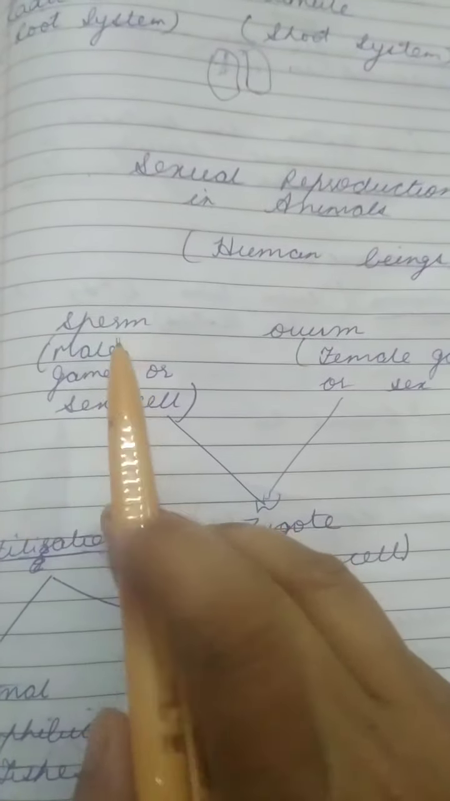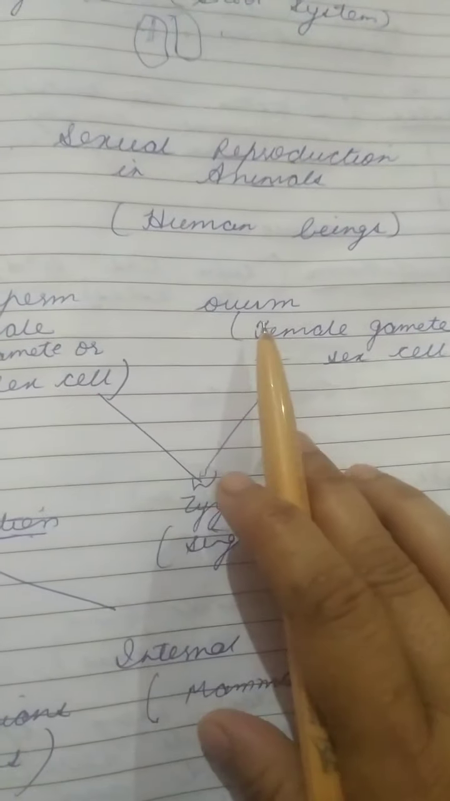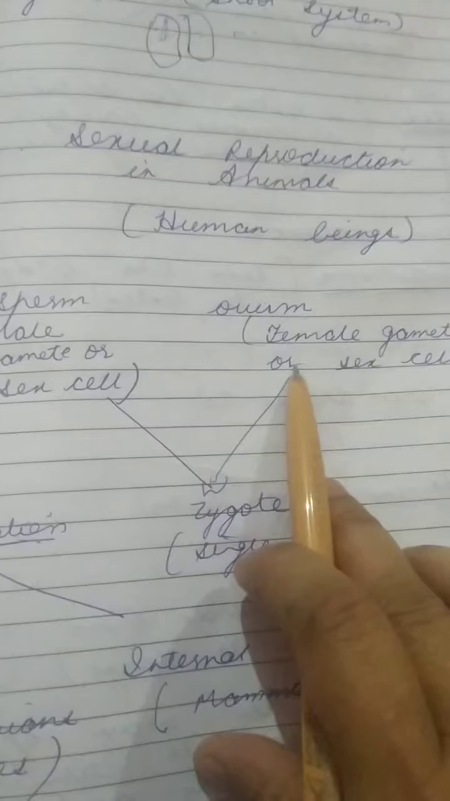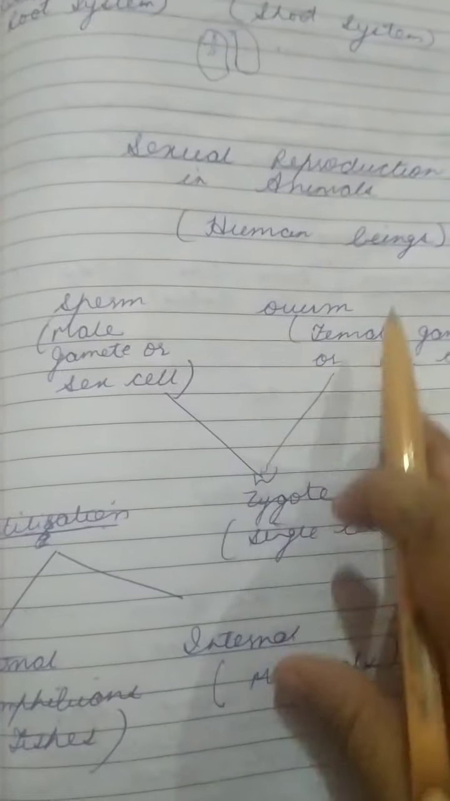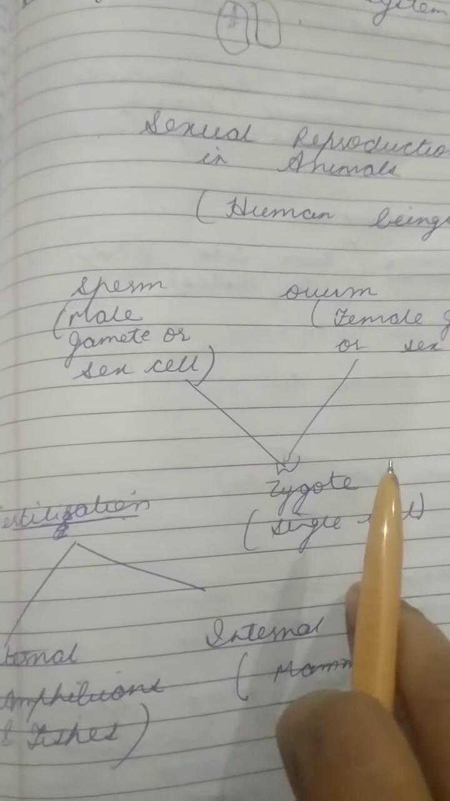Sperms, the male gametes or male sex cells, and the ovum, which is singular and plural is ova, known as the female gamete or female sex cell, fuse together to make a single cell known as the zygote, and the zygote further develops into the embryo.